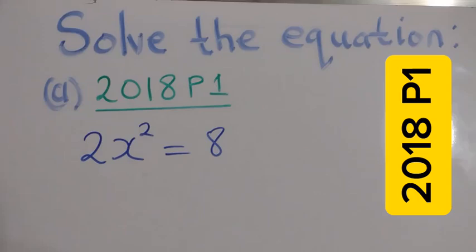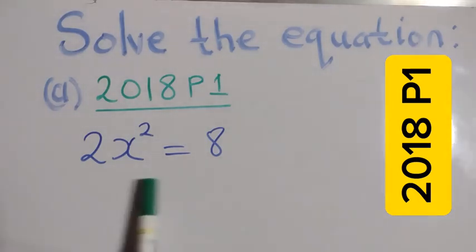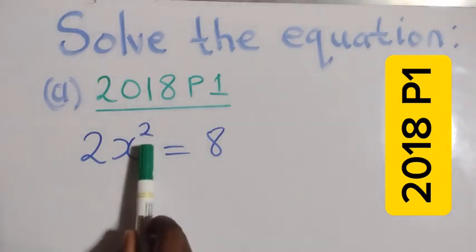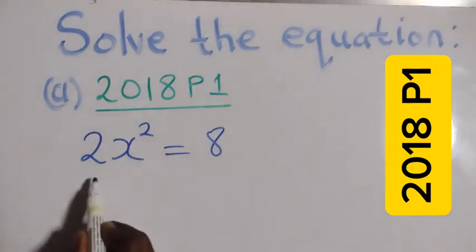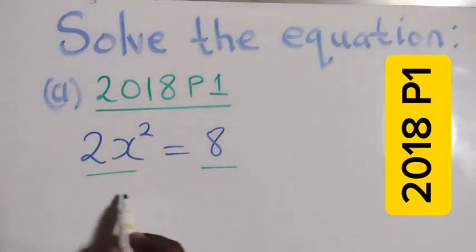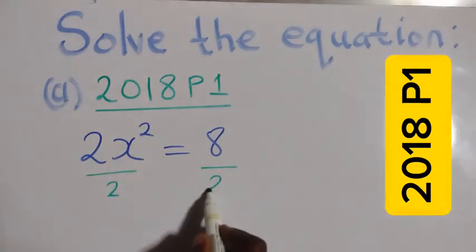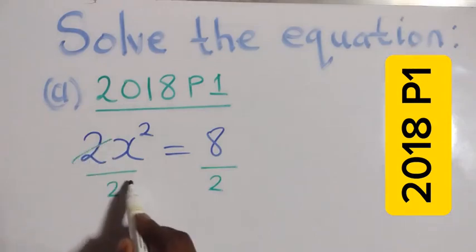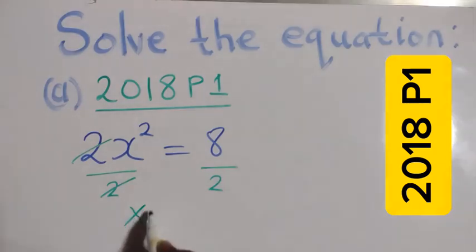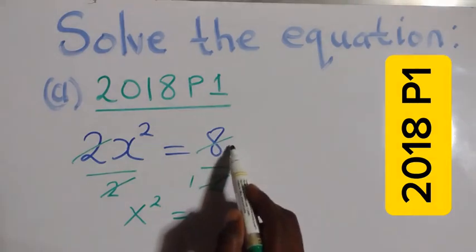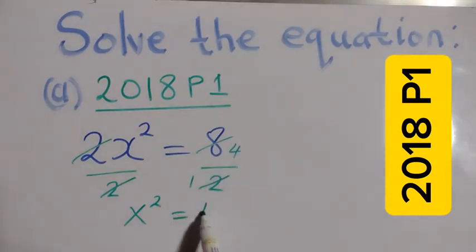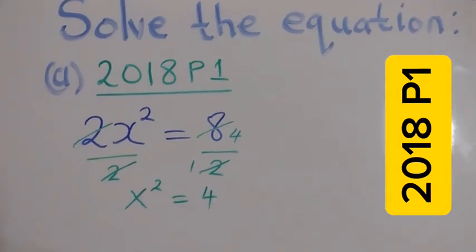How can we solve this equation? Remember, this is a quadratic equation because x is raised to the power of 2. So we must find two possible values of x. What we are going to do first is divide both sides by 2, so that this 2 and this 2 cancel. Then we remain with x squared is equal to 8 divided by 2, which is 4.